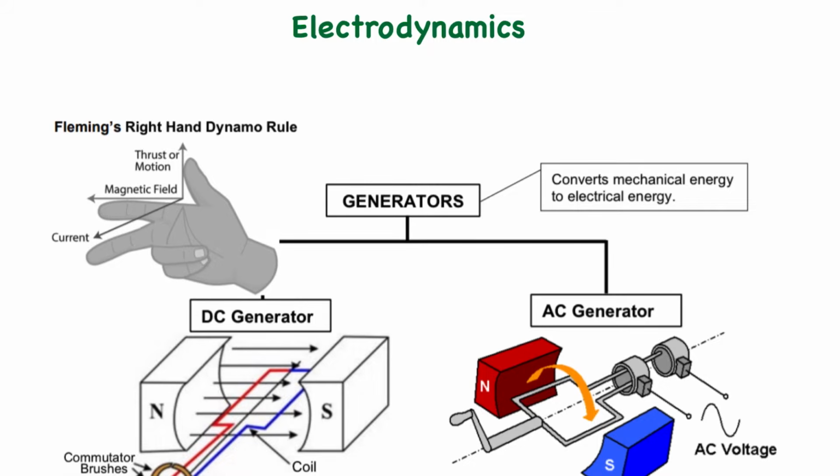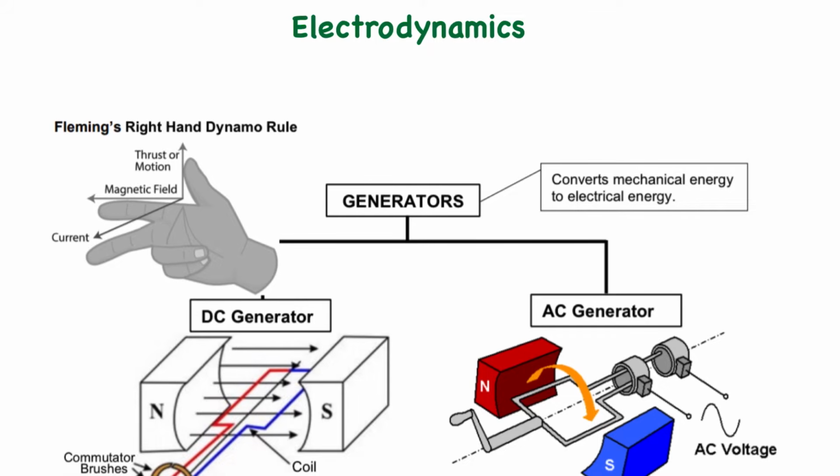Today in lessons, we're going to look at electrodynamics. Electrodynamics is electric machines. We're going to look at two types of electric machine, but in this video, I'm going to look at the generators. The generator, as it says, is generating electricity.